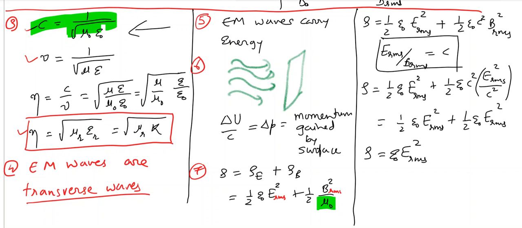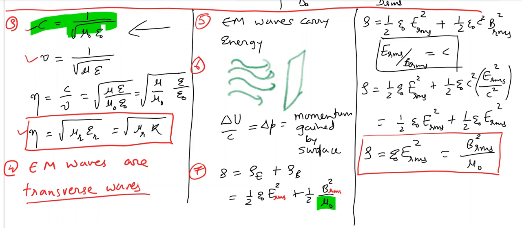Now you can similarly express it in terms of B RMS also, and then the equation will be B RMS square by mu 0. So this is the energy density of any electromagnetic wave.